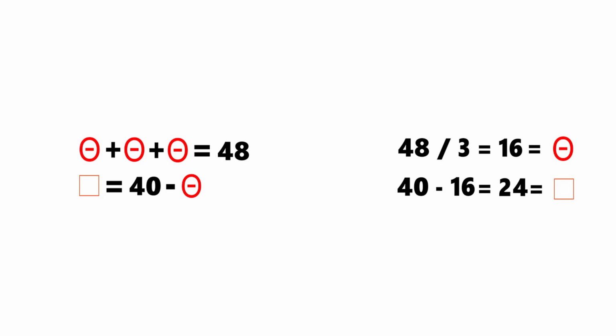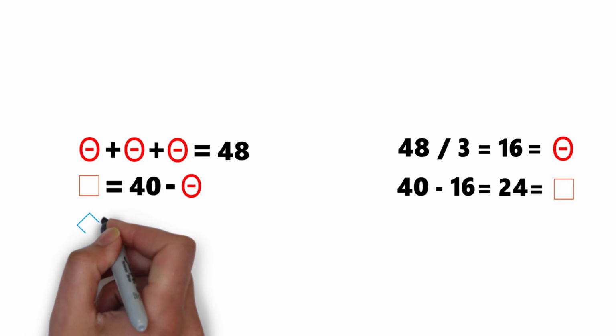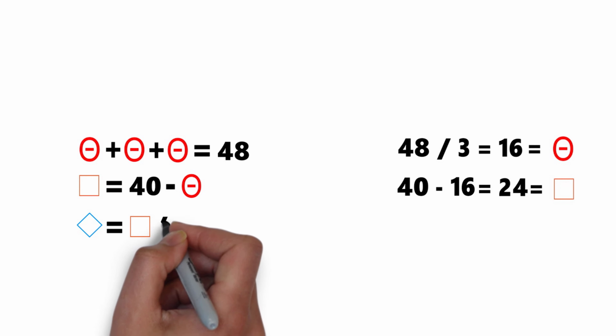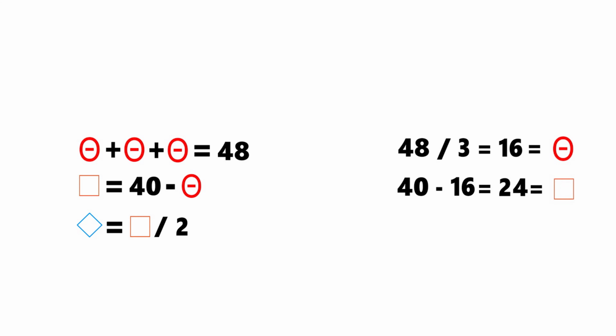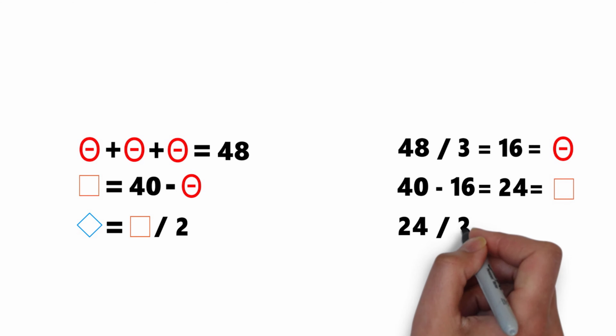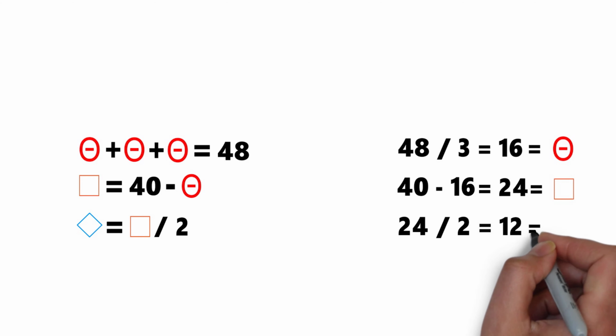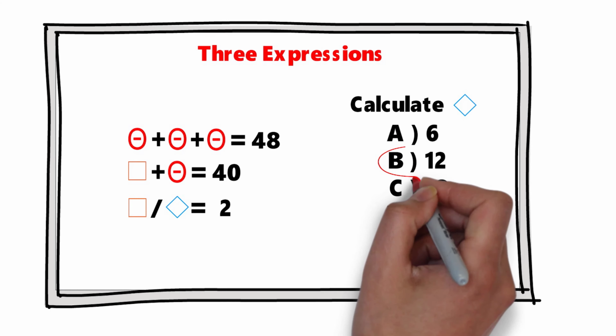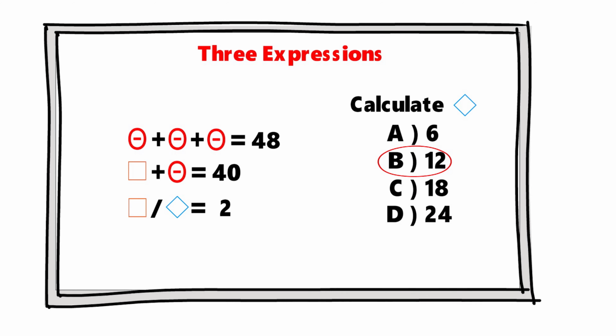And in the last step, we need to calculate the diamond. Diamond equals square divided by 2, which equals 24 divided by 2, and the result equals 12. So the correct answer is choice B, 12. Hopefully you've nailed this question on your own and now know how to answer similar problems on the test.